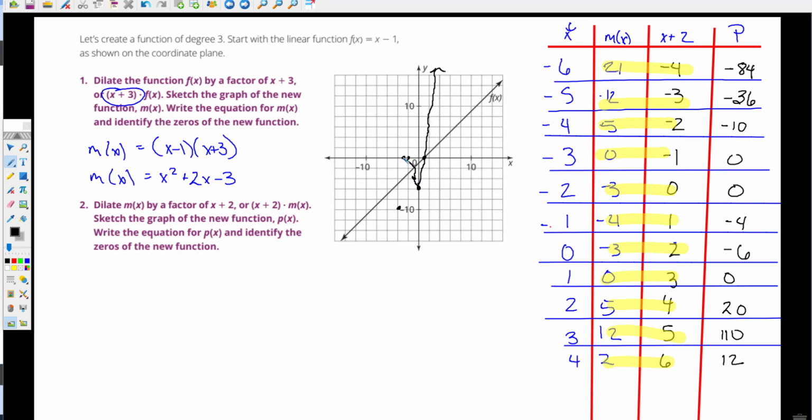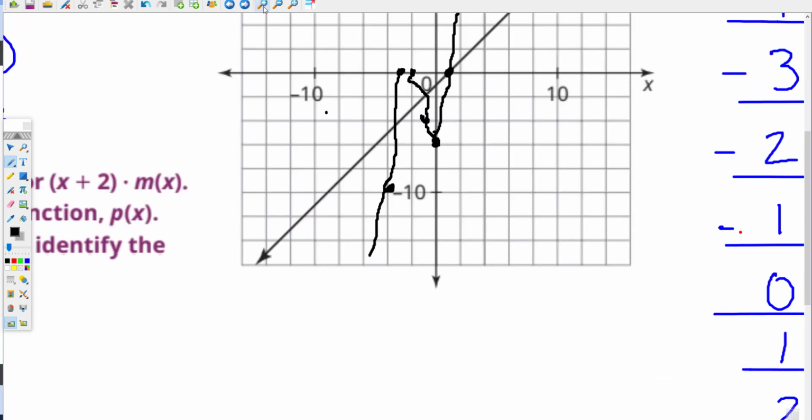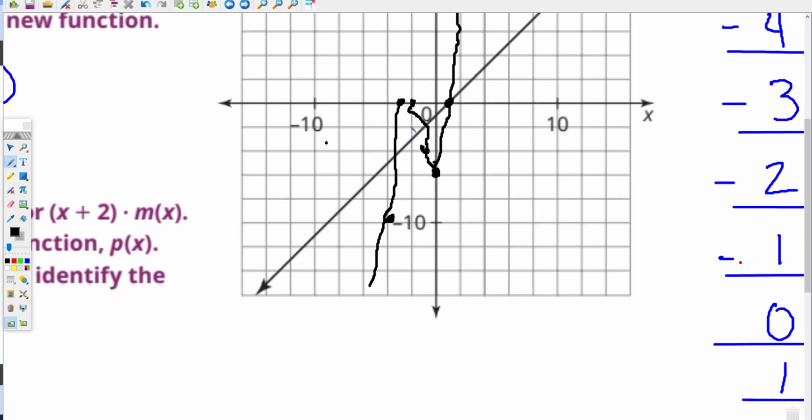Okay. And I'm about to zoom this in a little bit so y'all can kind of see what's going on. Oh, that's not the button I wanted to hit. Okay.